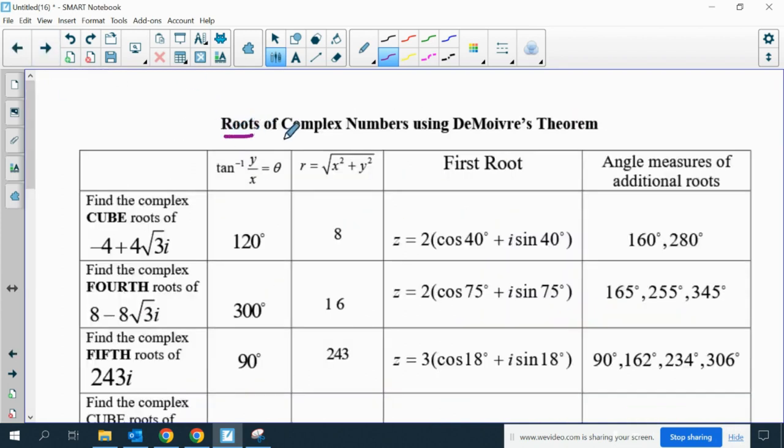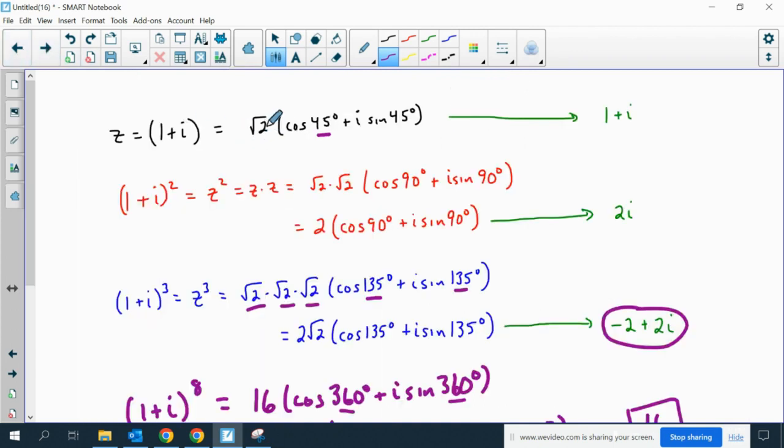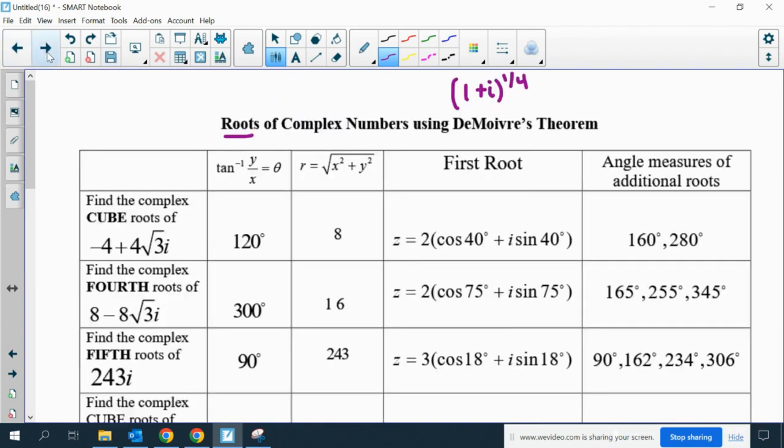Now, if I did roots, that's like saying 1 plus i or something to the 1/4 or 1/5 or whatever. So that's kind of the same concept, and a similar concept applies. So what happens is I'm going to take this number to the 1 over n, and then I'm going to divide the angles. So notice what happens here.